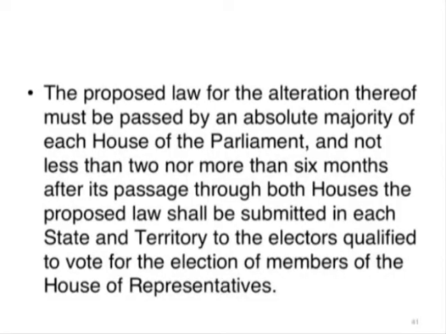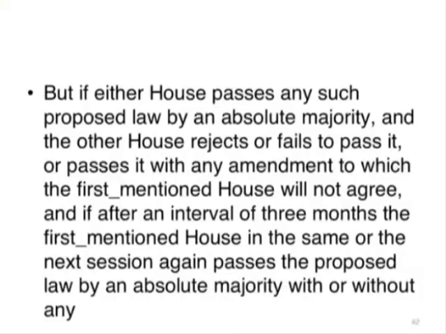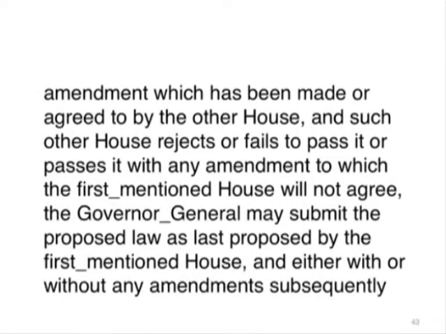The proposed law for the alteration thereof must be passed by an absolute majority of each House and not less than 2 or more than 6 months after its passage. The proposal shall be submitted in each state and territory to the electors qualified to vote. And it goes on. Next slide, please. Once it's up there, it's on the DVD. Get the DVD. I'm not going to read the lot. Next slide, please. Agreed to the electors in each state qualified to vote for the election. So it's saying you can only alter that Constitution under Section 128.